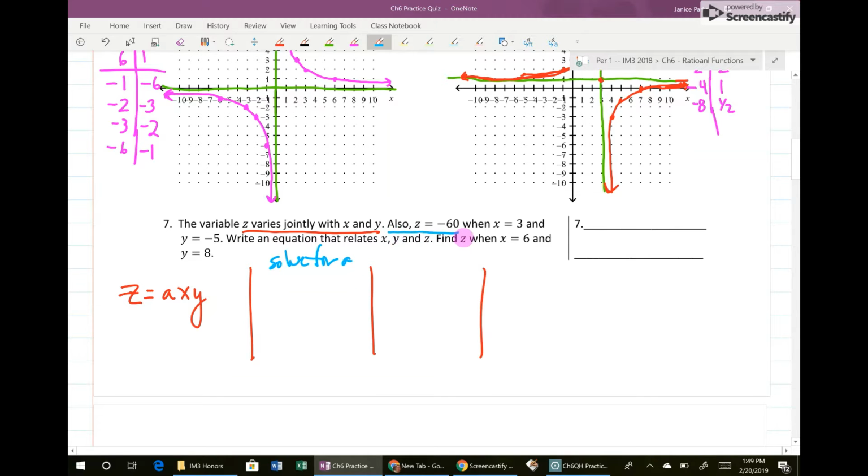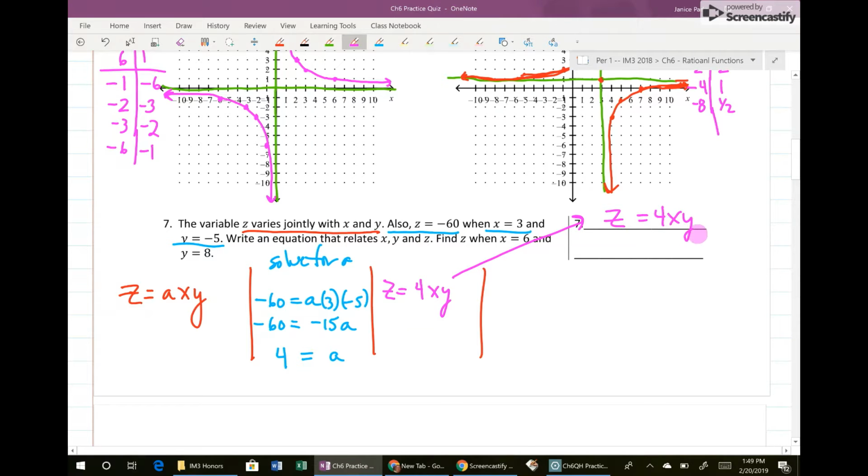Okay, so z is -60 when x is 3 and y is -5. So -60 equals -15a, so a is equal to +4. Third step, you take the first equation and you fill in the a value. And that's the first answer. Again, the very first equation you wrote, you fill in a to it, and that's the answer to the first part.